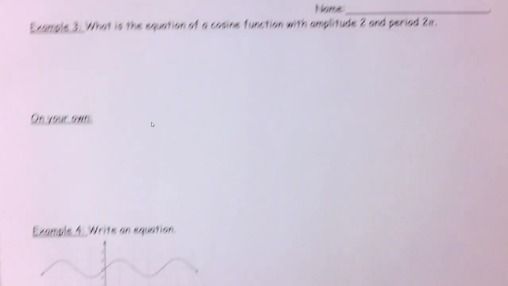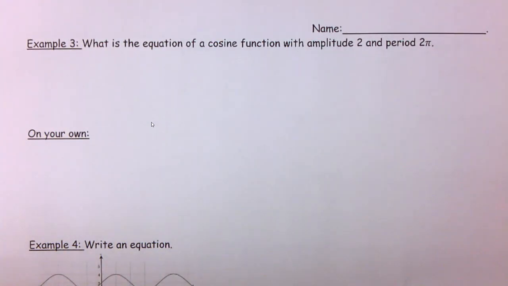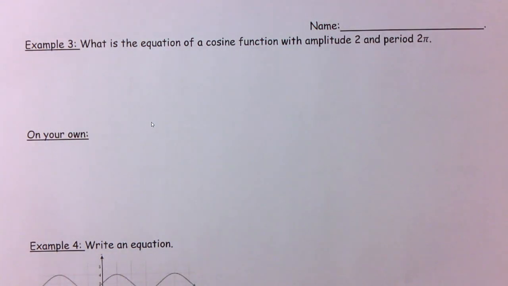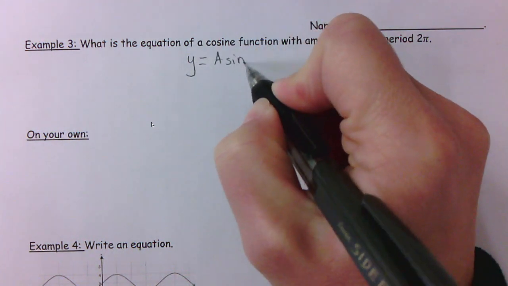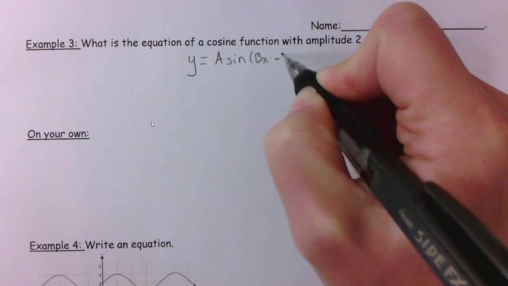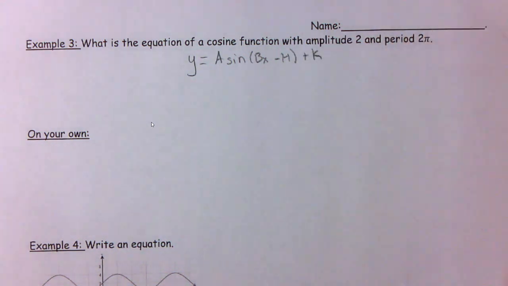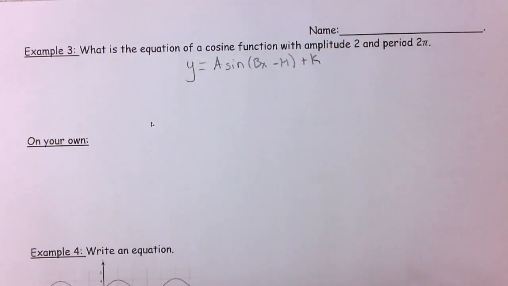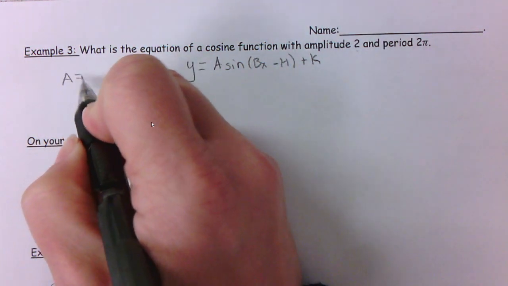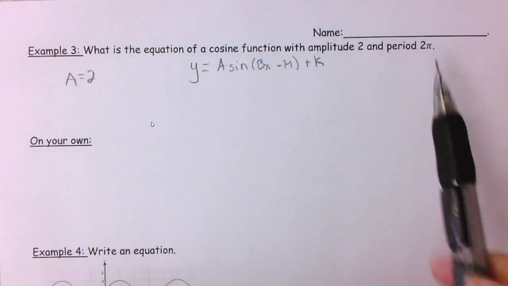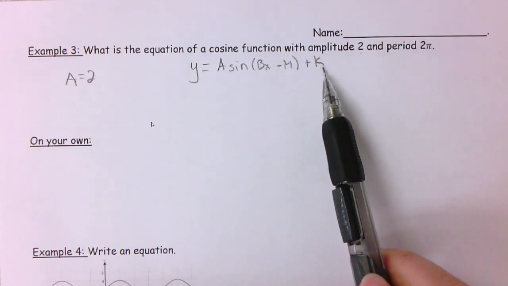Let's look at some other examples. So I want to know the equation of a cosine function with an amplitude of 2 and a period of 2 pi. So if we go back to the equation, y equals a sine of bx minus h plus k. Okay, so amplitude is my a, so I know a is 2, so that's always easy to pick out. But none of these tell me the period.